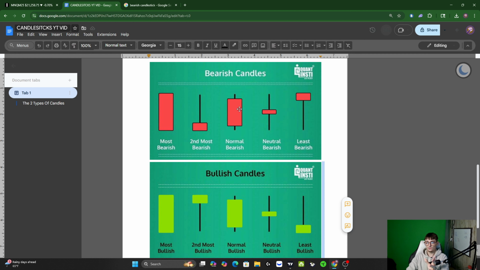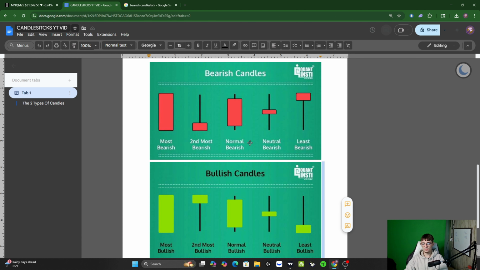Now, the third candle here is just a normal bearish candle. This is typically what you're going to see throughout the market. It has a small wick on top, small wick on bottom, but generally it's going to be in the direction that the candle's trying to go, either a bearish or a bullish candle.